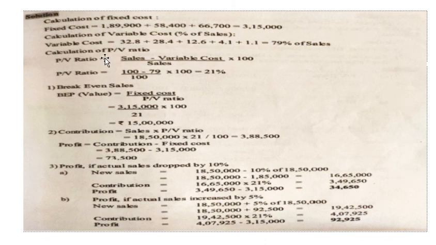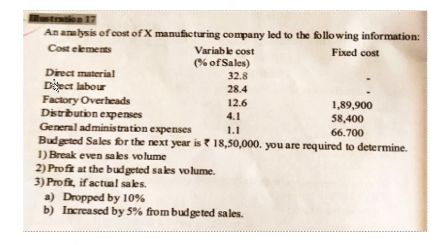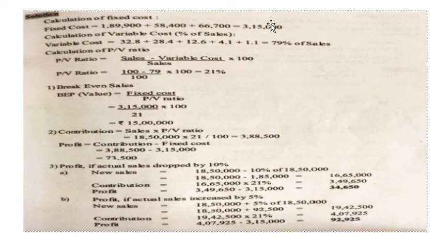So next is our variable cost. The variable cost is 32.80 for direct materials, 28.4 for direct labor, plus factory overheads 12.6, plus distribution expenses 4.1, and general administration expenses. When we total up, we are not getting 100%, we are getting 79% of sales. So your variable cost will be 79% of sales.